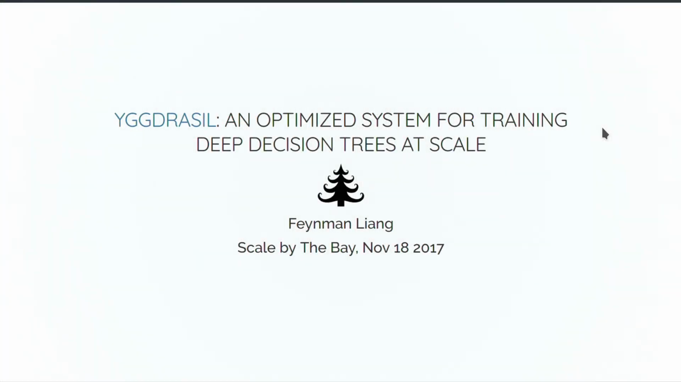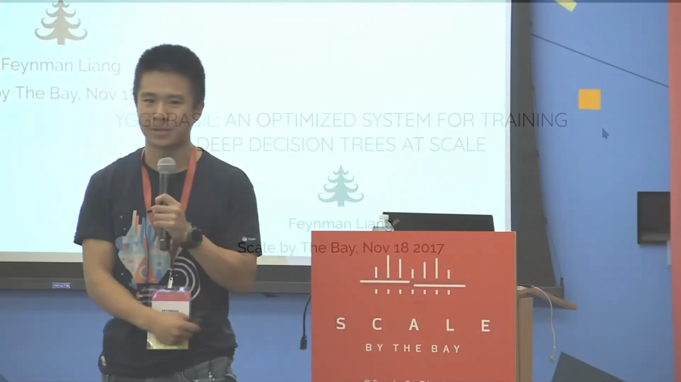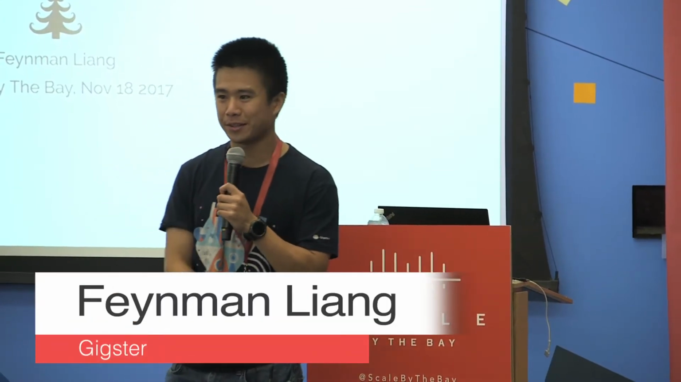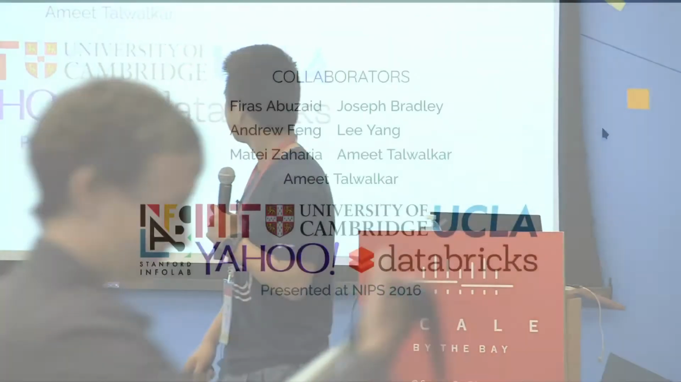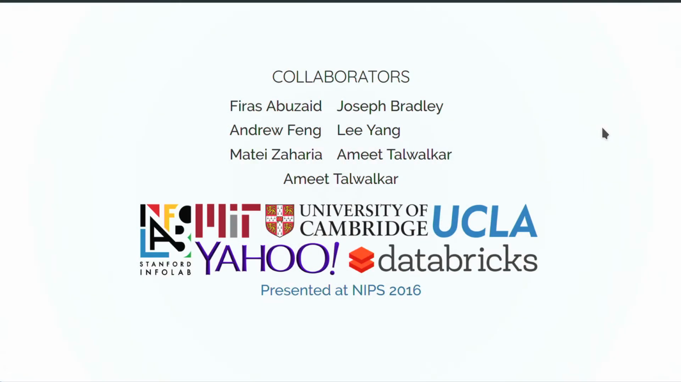So today, I'll be talking about deep distributed decision trees on Apache Spark. Specifically, I'll be talking about a package that we released called Yggdrasil. This work was part of an academic research project. It spanned numerous universities. Here are all my collaborators.